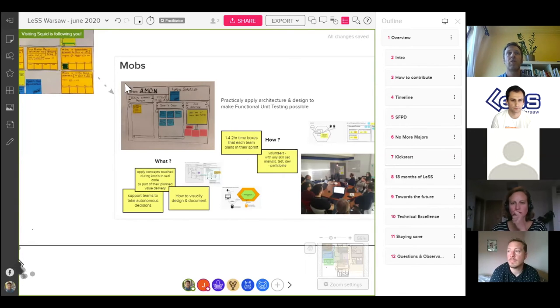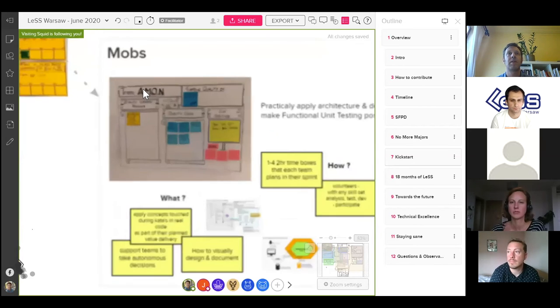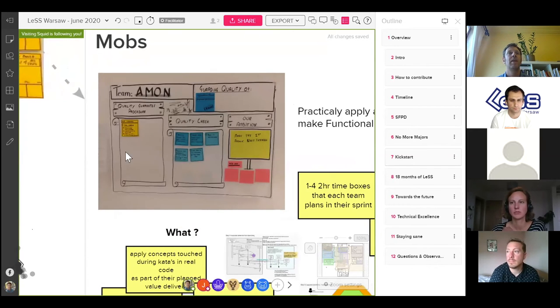The team also agrees, for example, this team, the Amon team, saying, okay, this is the kind of quality that we want to guarantee. These are the checks that we are going to look for when we are saying this is a verified unit test. These are the things that we are checking for. This is the procedure that we are following to make that actually happen.